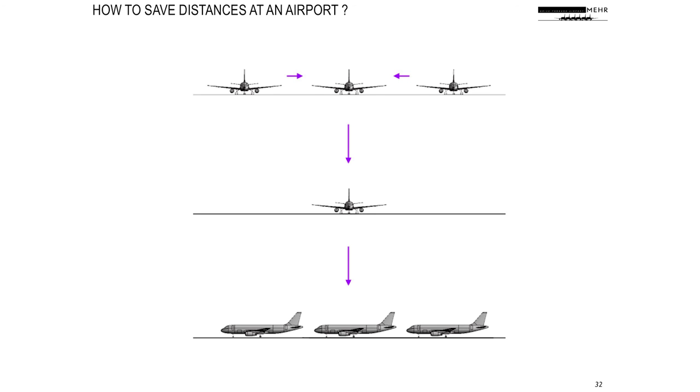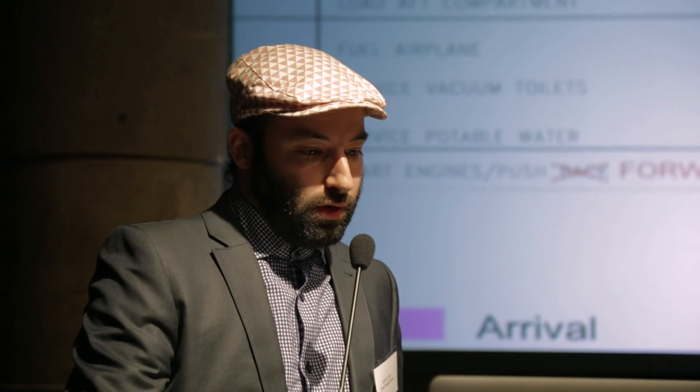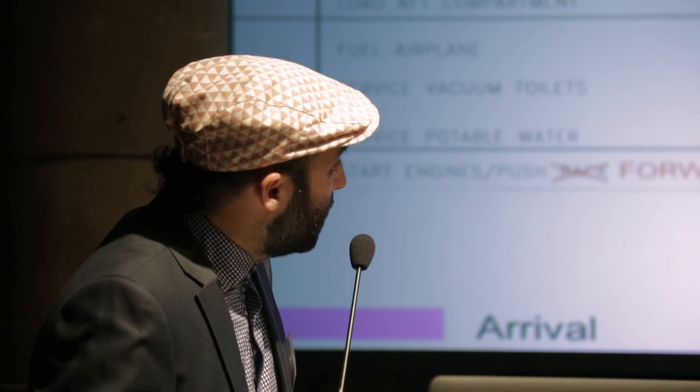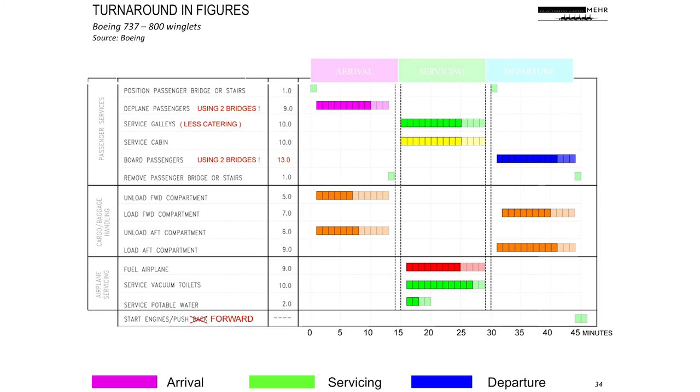By introducing sequencing and spatial separation of the services. So if you look at the figures, you see already that this is a figure of a turnaround of a 737. First of all, I introduce a second bridge, because I really want to urge airports to use both doors when you arrive at an airplane, because this makes half of the time. This saves a lot of time.